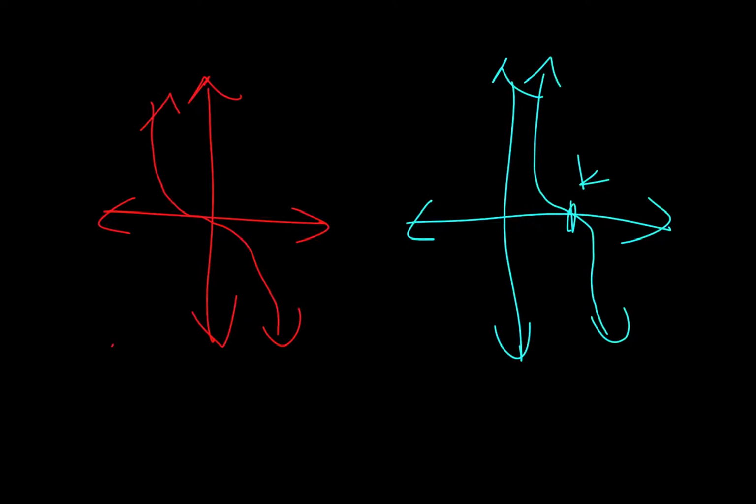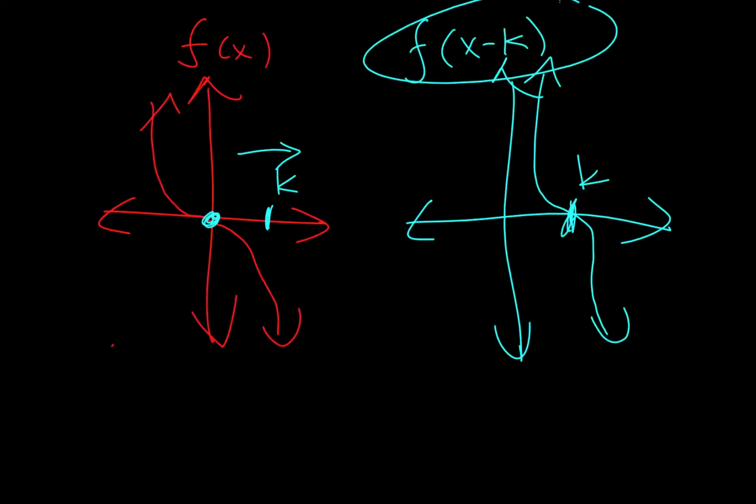So if we call this f of x, we want to relate this. Now, we moved our origin over to k. That's really all that happened in these two functions. And so if we move to the right k, it's counterintuitive, so it's going to be x minus k. And so that would be the name of that function if the original one is f of x. Okay, that's essentially it on that one.